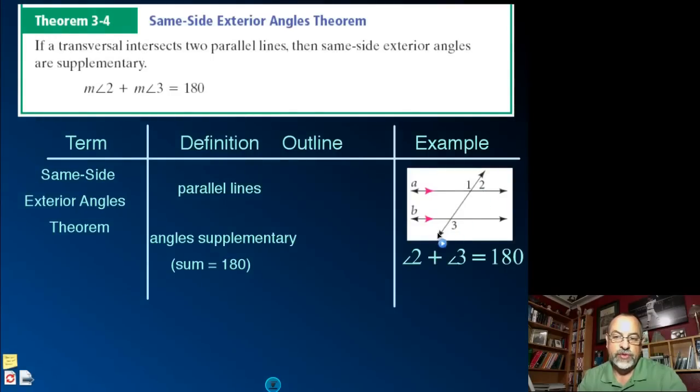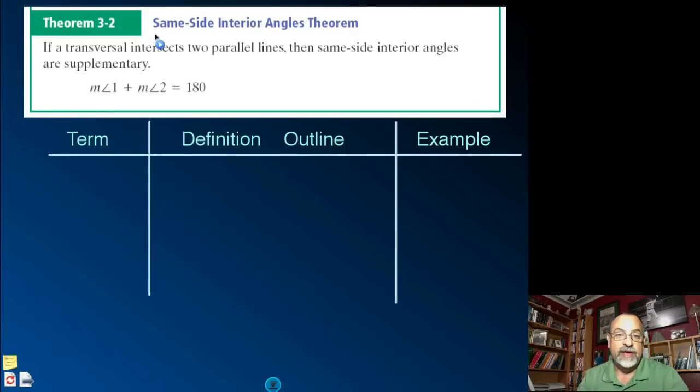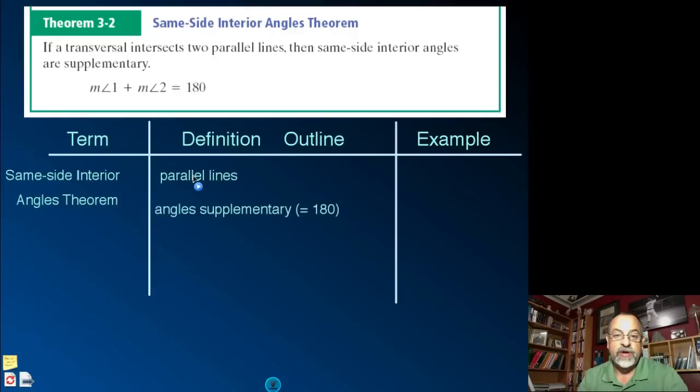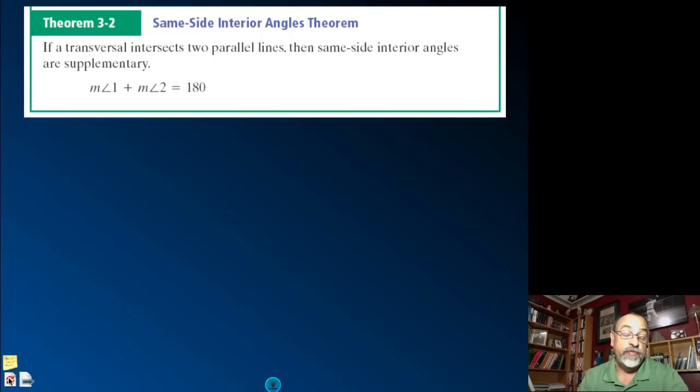So in this case, angle 2 plus angle 3 would be equal to 180 degrees. The same side interior angle theorem is pretty much the same thing. Again, if the condition is met that the lines are parallel, then the same side interiors are also supplementary. So the same side interiors are supplementary and the same side exteriors are supplementary. So we talked about 4 theorems and one postulate in this lesson, all with the same condition: the two lines being intersected are parallel.